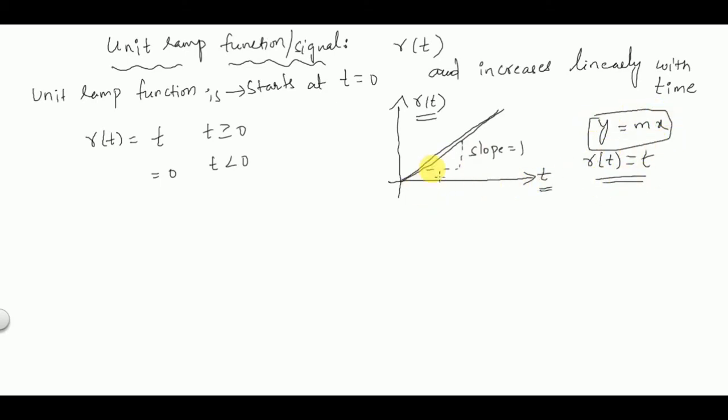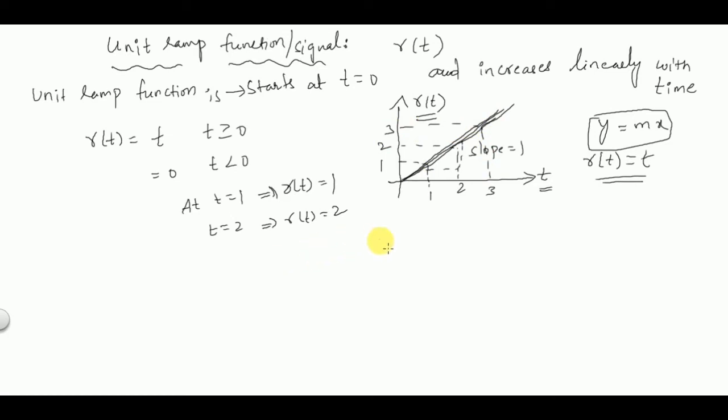It increases linearly with time. As time increases, its value also increases linearly. At t equal to 1, R of t is 1. At t equal to 2, its value is 2. At t equal to 3, its value is 3, and so on. So it increases linearly with respect to time.